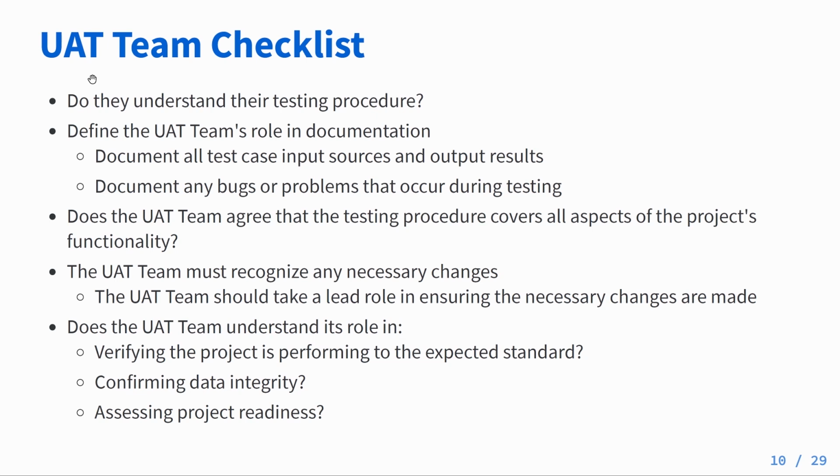For the UAT team, their checklist includes things like understanding the testing procedures. This might be driven by business requirements. We want to define the UAT team's role in documentation. So we want to make sure that they're aware that they need to document all test cases. We want to make sure that they're testing for all valid and invalid input sources, and we want to make sure that they're documenting all the output results. We want to make sure that they're documenting any bugs or problems that might occur during the testing process. We want to make sure that the UAT team agrees to the testing procedures covered as part of the project's functionality.